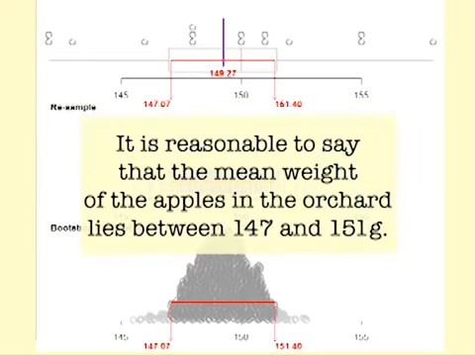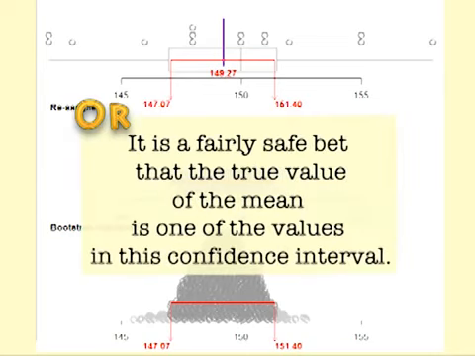It is reasonable to say that the mean weight of the apples in the orchard lies between 147 and 151 grams. Another way to put it is that it is a fairly safe bet that the true value of the mean is one of the values in this confidence interval.